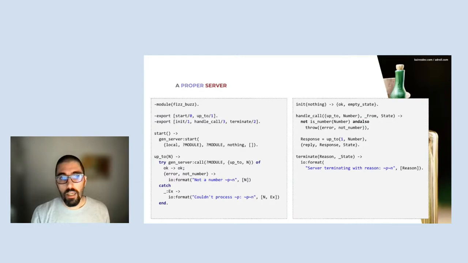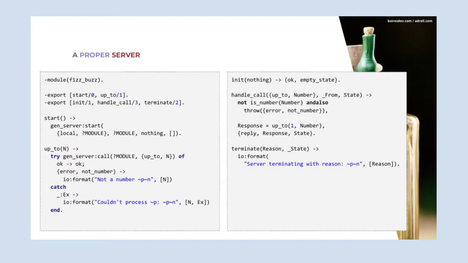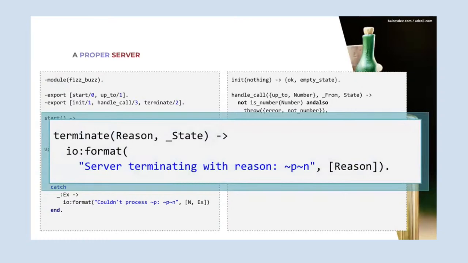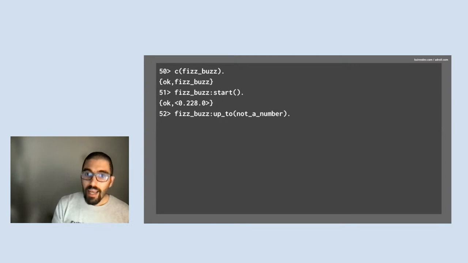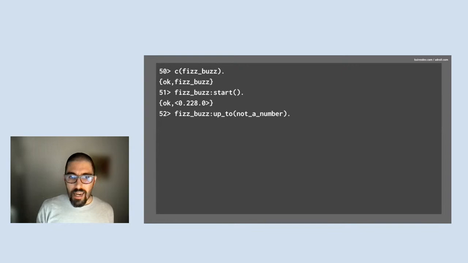This is the function that is evaluated when the server terminates. And since we have a reason, we can print out the reason for the termination of the server. So we compile the code, and we start the server. We count up to not the number, and the server terminated with a reason. It evaluated the terminate function, fine. But then there was this bad return value, error not number, et cetera, et cetera. And we actually wanted to return just error not number so we can print the message.